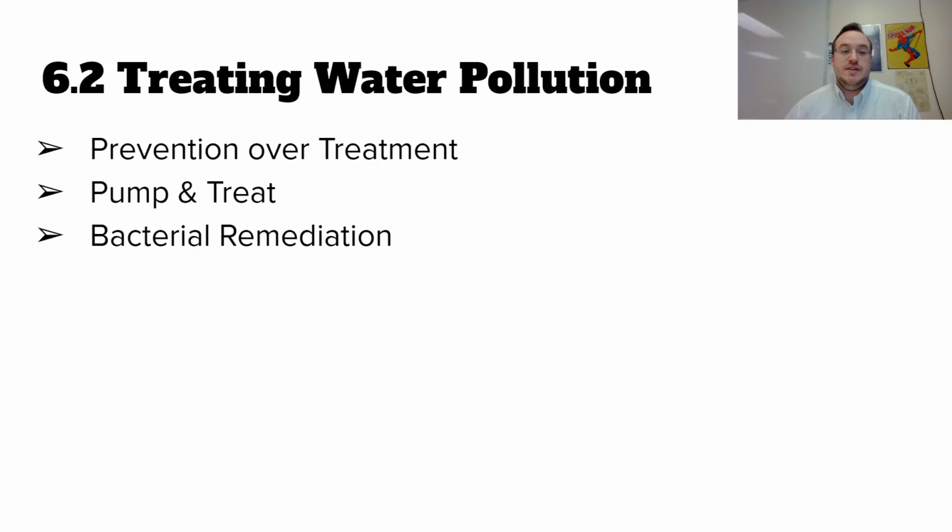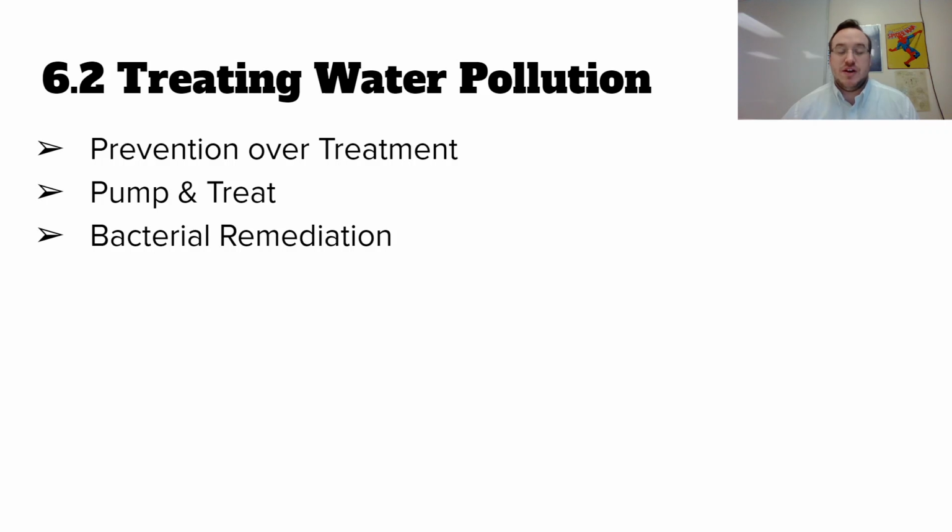Scientists are taking multiple different routes to treating water pollution, but the main goal is always to prevent water pollution. If we can stop pollution before it enters our waterways, it means we don't have to treat it. And it's much easier to prevent it than it is to treat it. Right? So we've already talked about sources of water pollution. Now we're talking about fixing those pollutants. So there are two main ones I want to talk about. One is the pump and treat method. One is bacterial remediation.